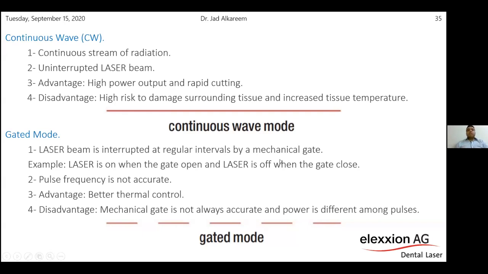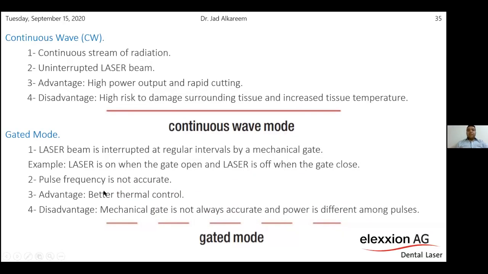The gated mode is actually similar to the continuous wave, except that the laser beam is interrupted at regular intervals by a mechanical gate. So once the mechanical gate is closed, the laser is not going to come out. And when the gate is open, the laser is going to go out. So when the gate is open, you will have the laser on. And when the gate is closed, you will have the laser off.